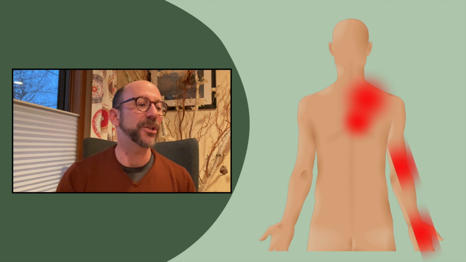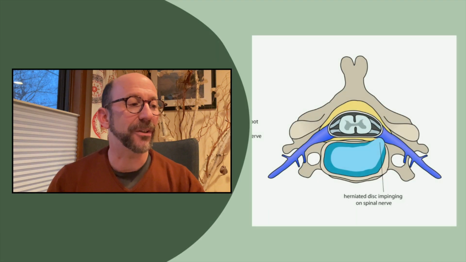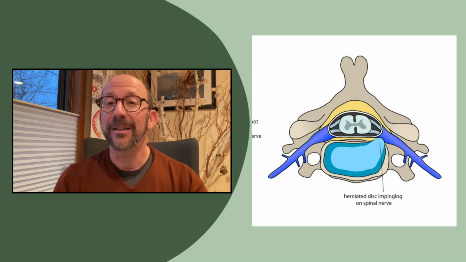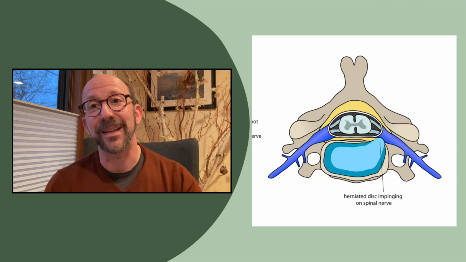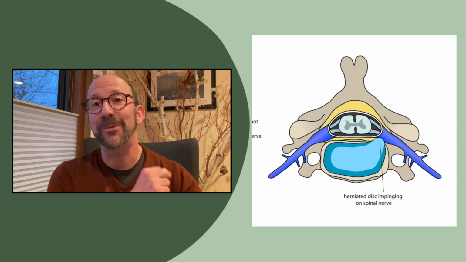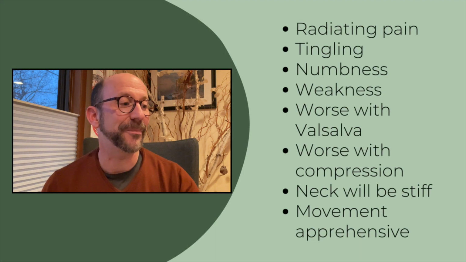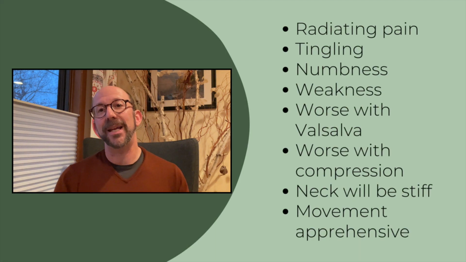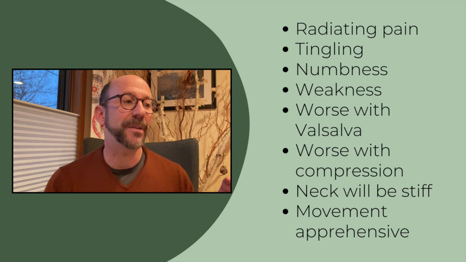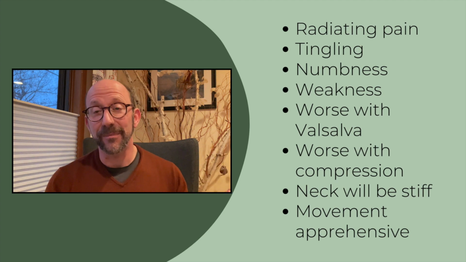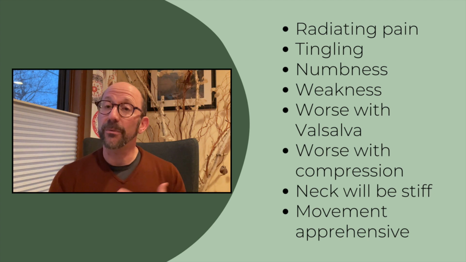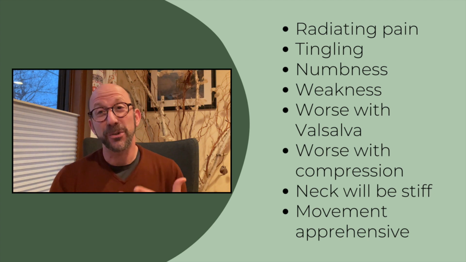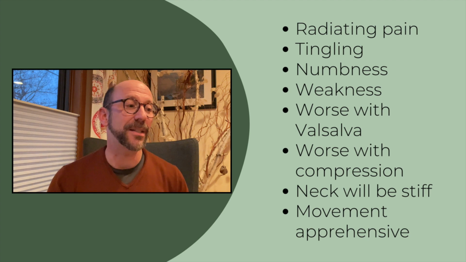So it's important to know the signs of cervical disc herniation. Here's a nice picture of a cervical disc poking out and pressing that nerve root. You can see how that would send pain down into the shoulder and arm. But radiating pain, tingling, numbness, weakness in the arm, hand, or forearm. Worse with the Valsalva, that means worse with a strain. Also usually worse with a cough or sneeze.